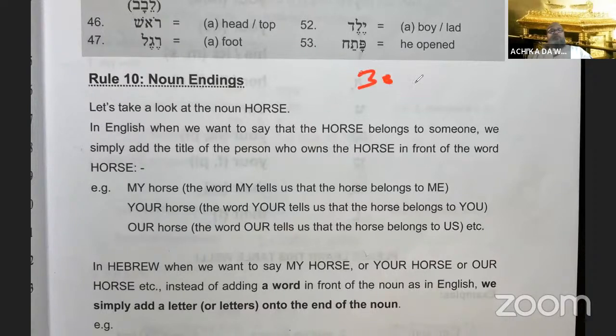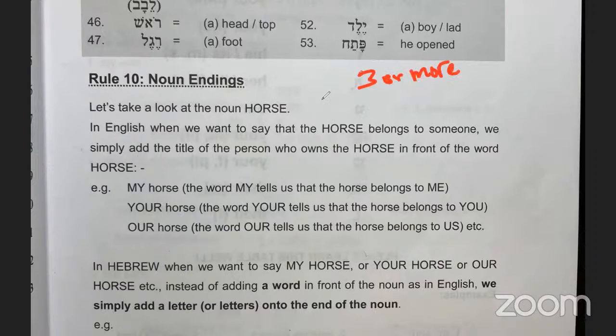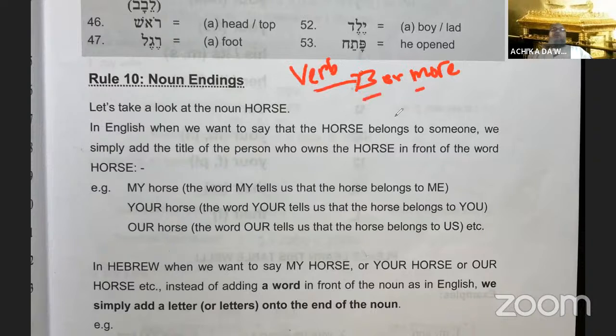Three or more. Okay. Verbs are three. Nouns are three or more, because some nouns have more than three letters. A lot of the nouns you're going to see, and there are some with two, like a mother or a father, or if you see these nouns that we have up here, a foot or a hand, or your nose, or your eyes. So there are several with different amounts of letters in them. Okay.